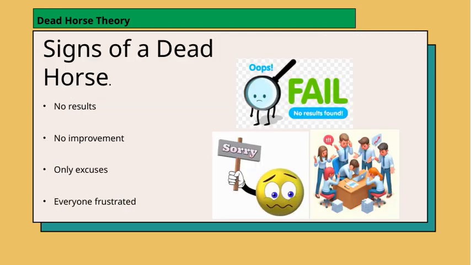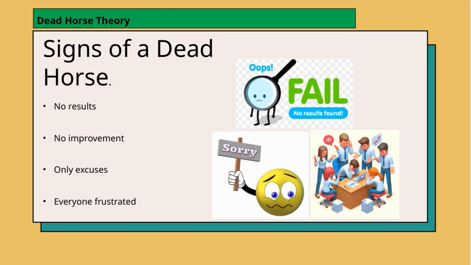Let's talk about the dead horse theory and how to recognize when we're stuck. One of the key signs is no results. If we're putting in effort and not seeing any progress, that's a clear indicator. Another sign is no improvement. Despite ongoing efforts, if things remain stagnant, it's time to reassess.